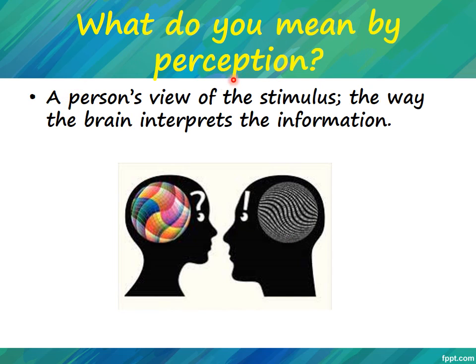What do you mean by perception? Perception is basically an individual's interpretation of a sensation, a person's view of the stimulus, like what you have just felt about the stimulus. Perception is the interpretation of that sensation, the way the brain interprets the information you are receiving.